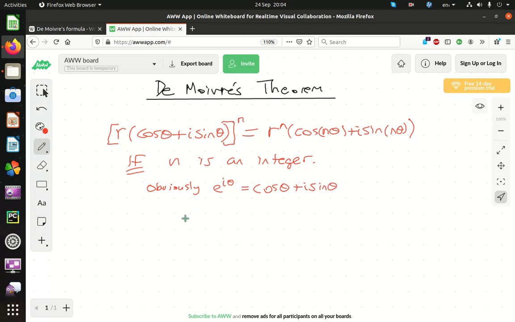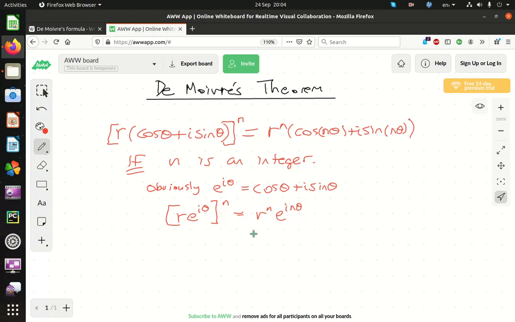So what we've got here is (r e to the i theta) to the power of n equals r to the n e to the i n theta. Yeah? All we've done there is replace theta with n theta. So clearly it should hold, this idea. It really should hold. And then you can put the r's in afterwards.